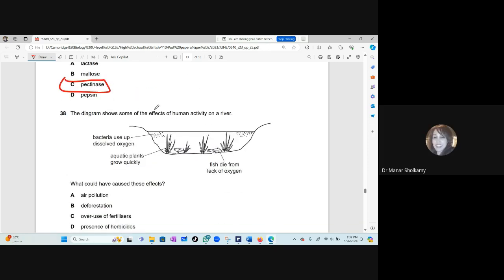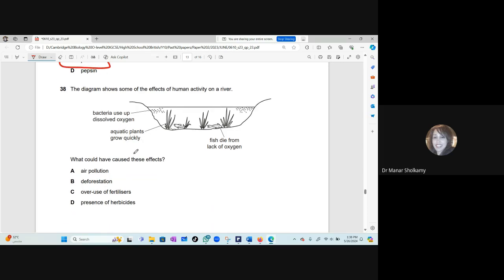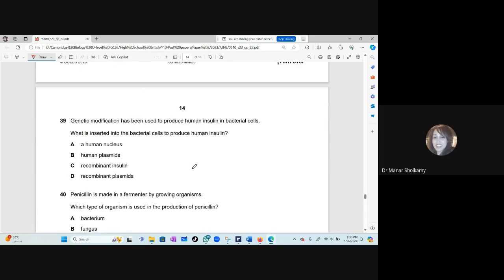The diagram shows some of the effects of human activity on a river. So I have fish dying here from lack of oxygen. I have aquatic plants. They grow very quickly, of course, because there must be excess nitrates. Bacteria use up dissolved oxygen. There has to be a lot of decomposition going on. What could have caused these effects? Air pollution, deforestation, overuse of fertilizers, or presence of herbicides. Now, this is too easy. Overuse of fertilizers. Of course. Yes. 2 more.